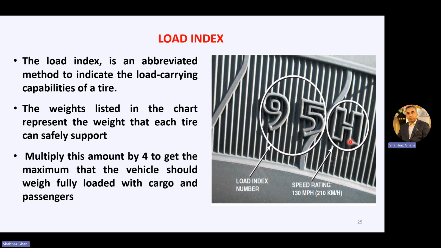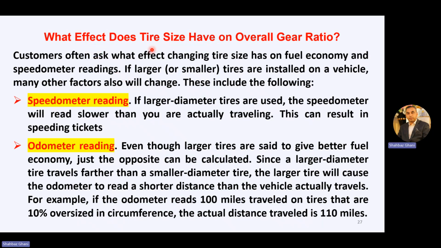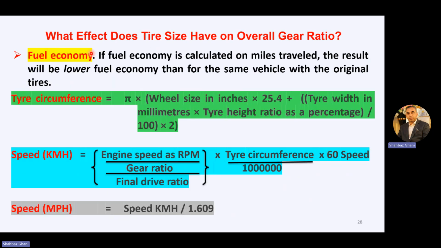If H is the speed rating given, then the maximum tire speed is 130 miles per hour or 210 kilometer per hour. So these are the letters. Let's suppose we have this H, so it can go up to 210. If it is an S, it can go 180 kilometers per hour. So these are the corresponding values of these letters. What does the tire affect? So it affects the speedometer reading, odometer reading, and the fuel economy.